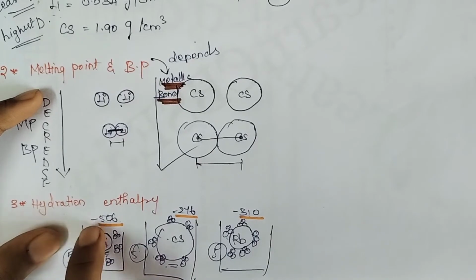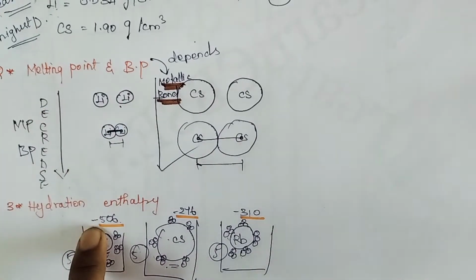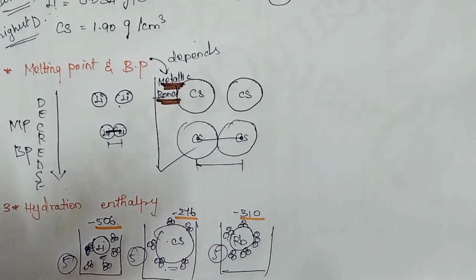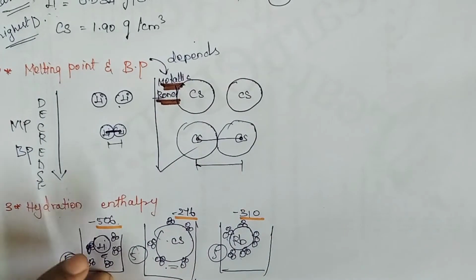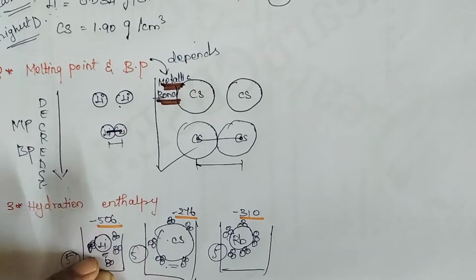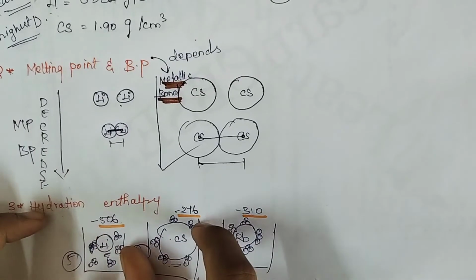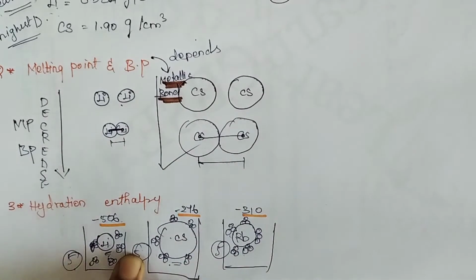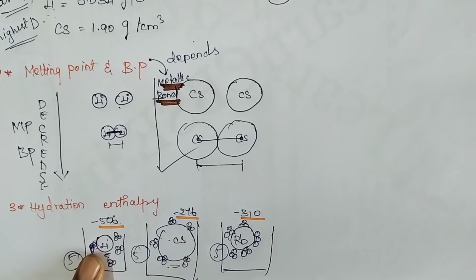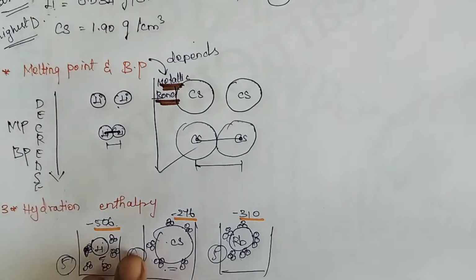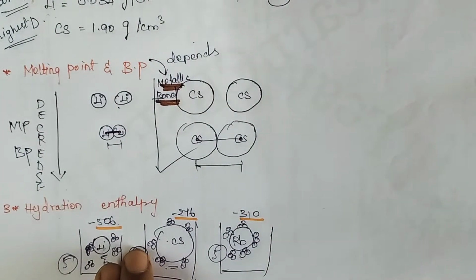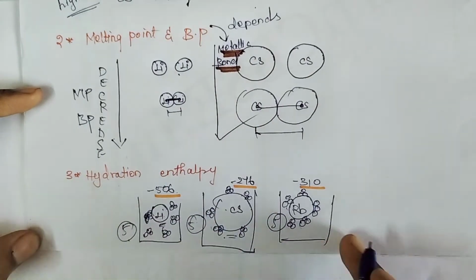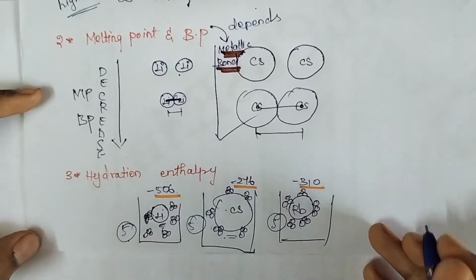The negative sign indicates an exothermic reaction, the energy released. This much energy is released in lithium, and this much energy is only released in cesium. So high hydration enthalpy is with lithium. So lithium is mostly available in hydrated forms. Okay, clear? Next point is we need to write the order of the ions.